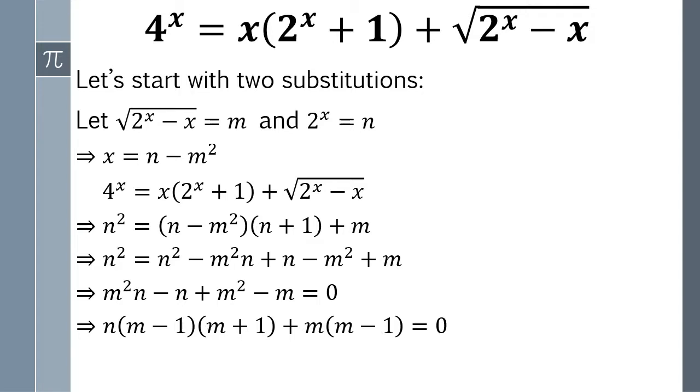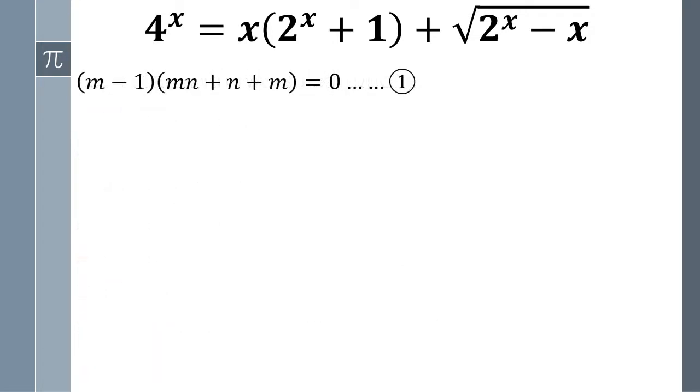And after a few steps of manipulation, the left side can be written as m minus 1 times mn plus n plus m equals 0. We note this equation as equation number 1.